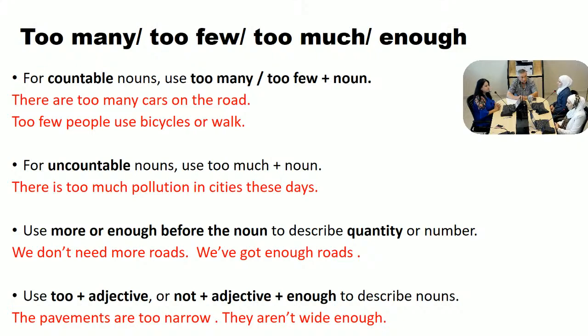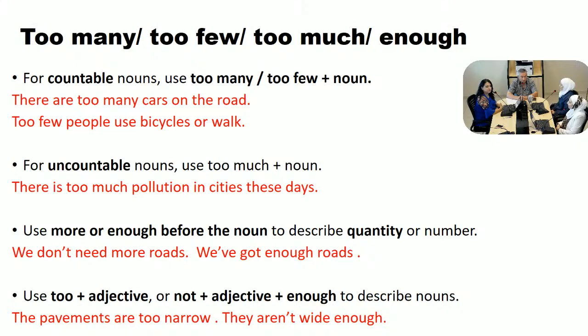For countable nouns, we use too many or too few, like there are too many cars on the road. Too few people use bicycles or walk. People is a countable noun, sorry, and cars is countable. That is why we use too few and too many. We use both of them.